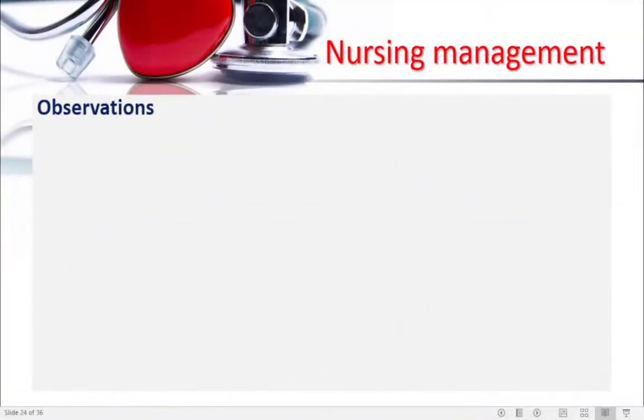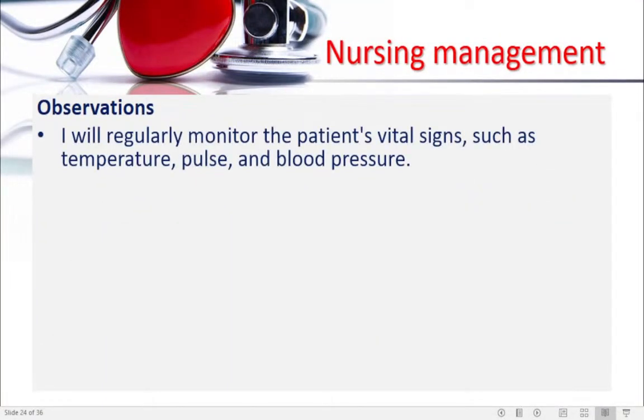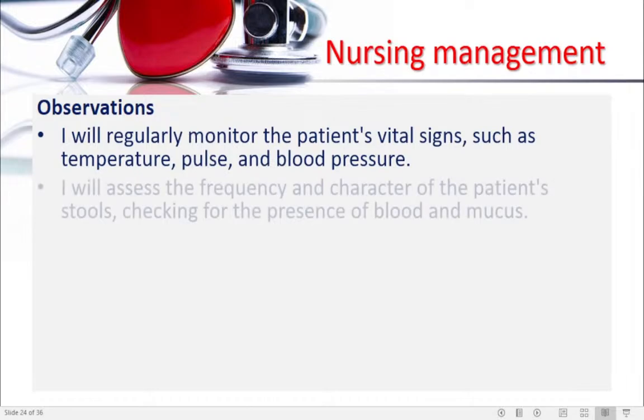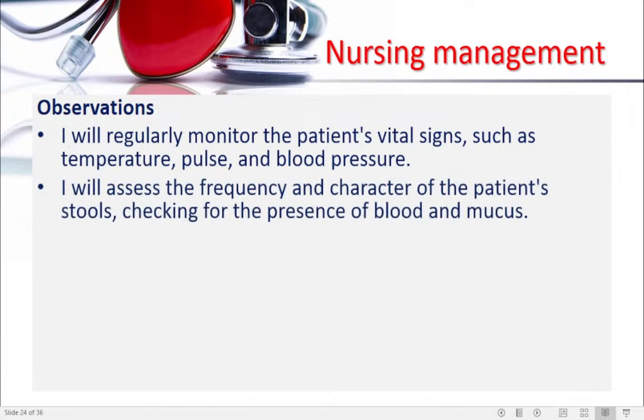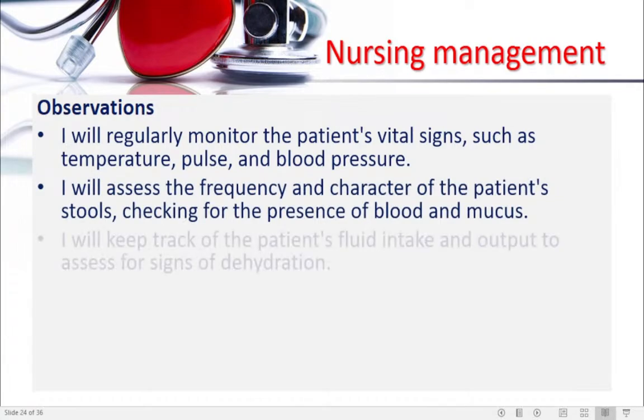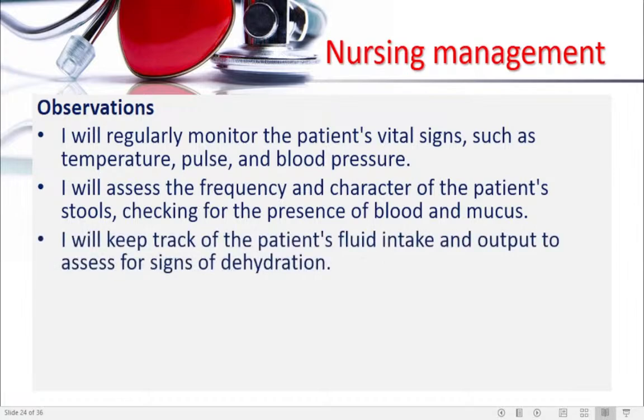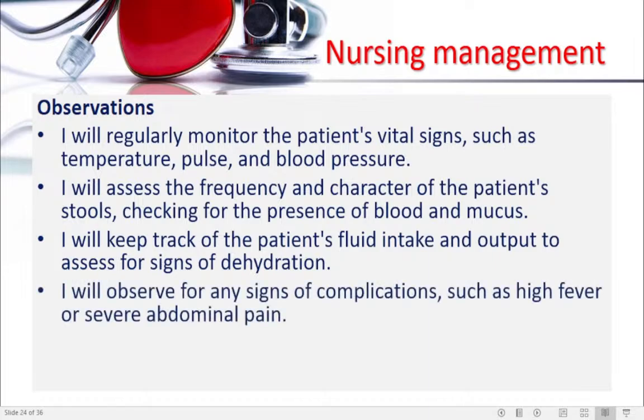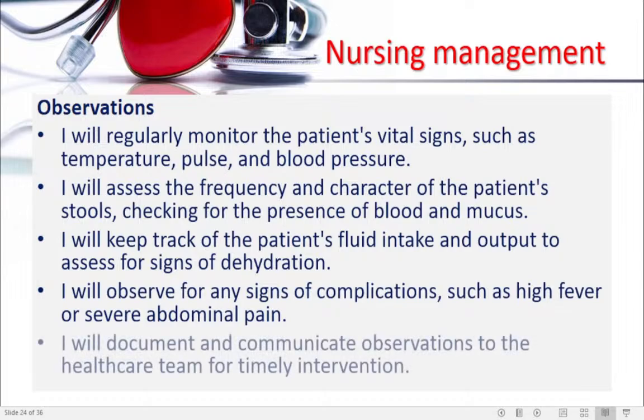Then we go to observations. Observations, I will regularly monitor the patient's vital signs such as temperature, pulse, and respiration. I will assess the frequency and character of the patient's stools, checking for presence of blood and mucus. I will keep track of the patient's fluid intake and output to assess for signs of dehydration or fluid overload. I will observe for any signs of complications such as high fever or severe abdominal pain. Lastly, I will document and communicate observations to the healthcare team for timely intervention. That is all on observation.